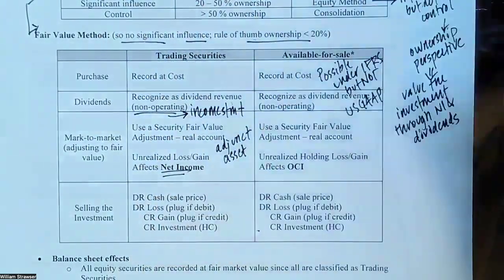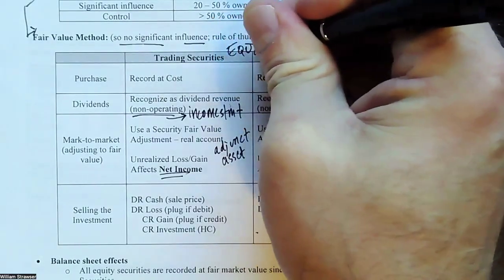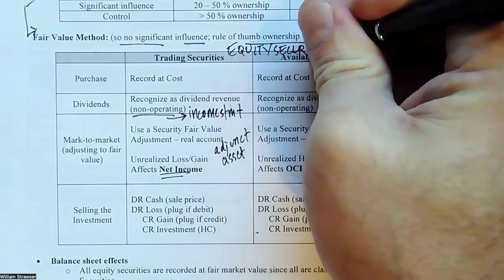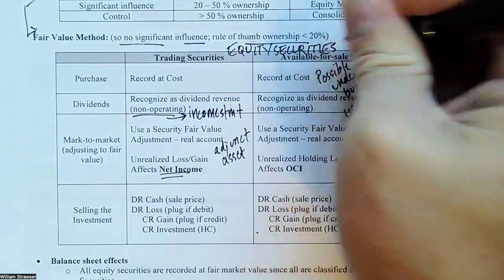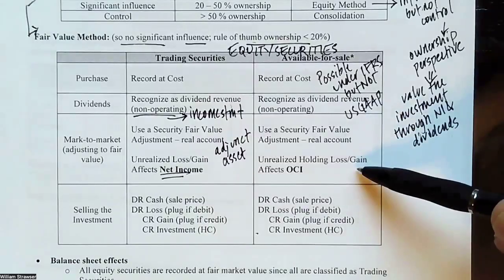The rule of thumb is less than 20%. This is all about equity securities. But under IFRS, if these equity securities are classified as AFS, then we would take that through OCI.